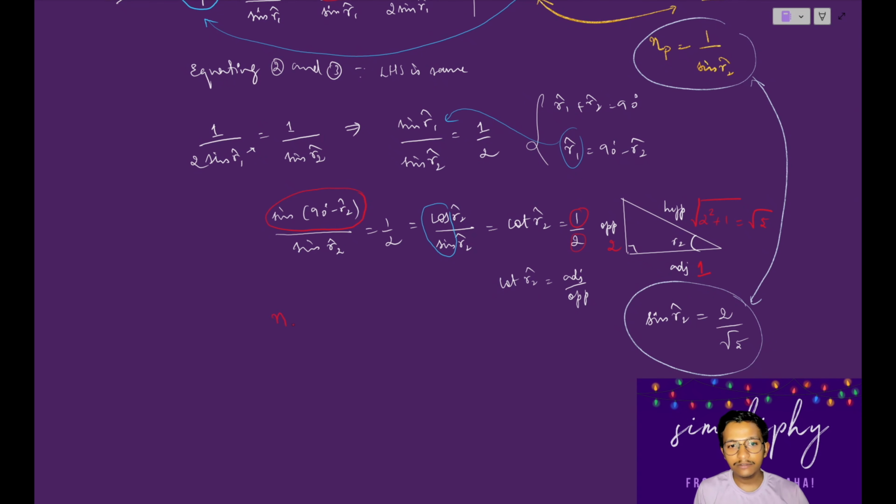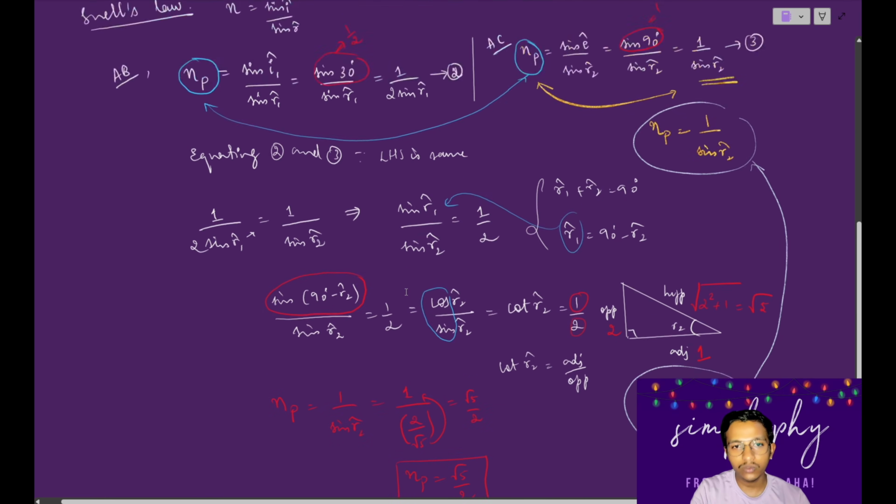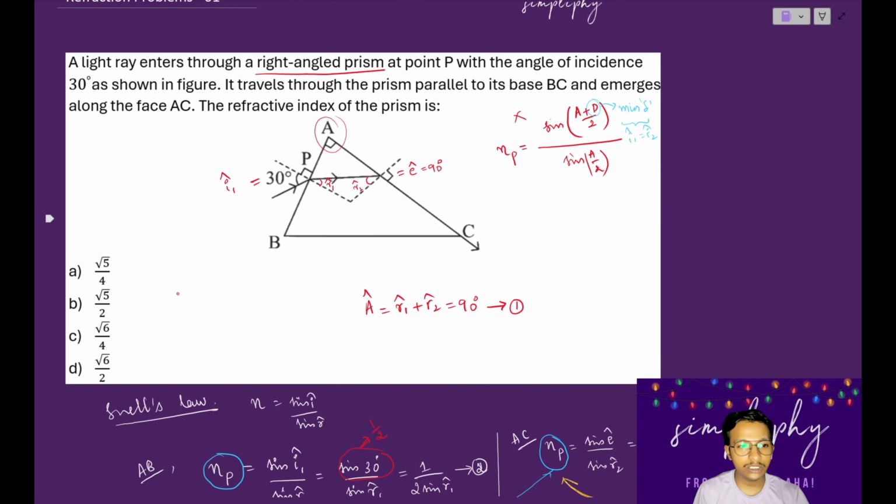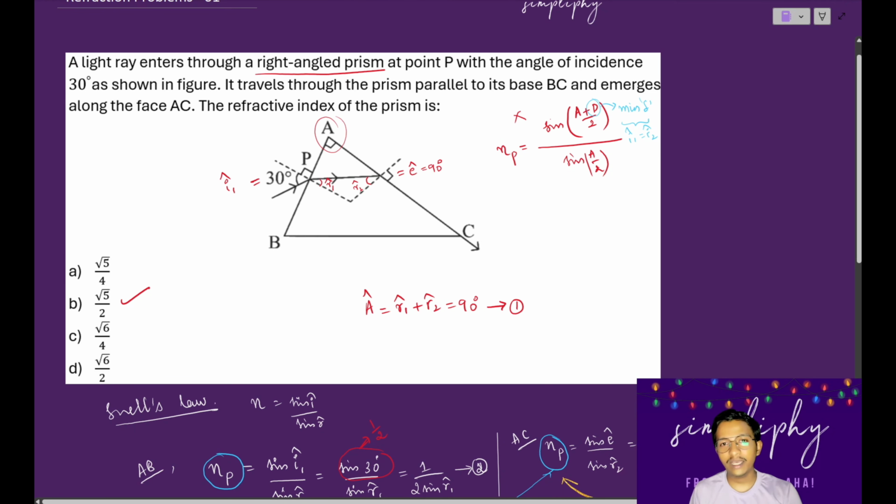That is, refractive index of the prism is 1 by sine R2, and I got sine R2 value to be 2 by root 5. Now I can take this to the numerator part. Denominator of the denominator goes to the numerator part. So this is root 5. I am taking this to the numerator part. So this is root 5 divided by 2. The refractive index of the prism comes out to be root 5 divided by 2. So the answer for this question is option B, root 5 divided by 2.